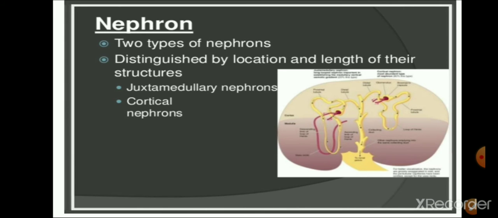Nephrons. There are two types of nephron: the juxtamedullary nephron and the cortical nephron. The juxtamedullary nephrons are present in the medulla region, as the name medullary suggests, and the cortical nephrons lie in the cortex region.